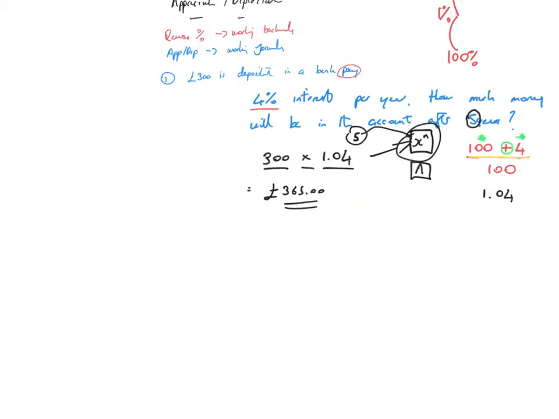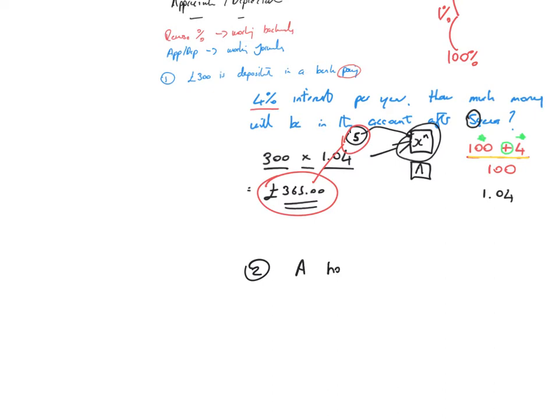Okay, so how did we recognise that question as an appreciation depreciation question? Well, it wasn't about what's happened in the past, it's about how much money I'll have in the bank in 5 years' time. Okay, let's try example 2.